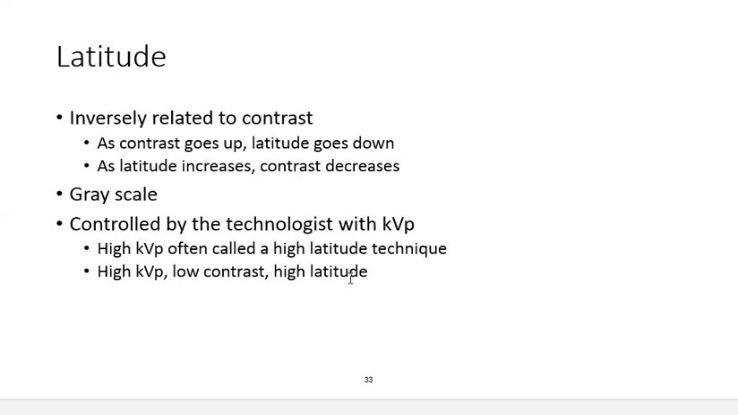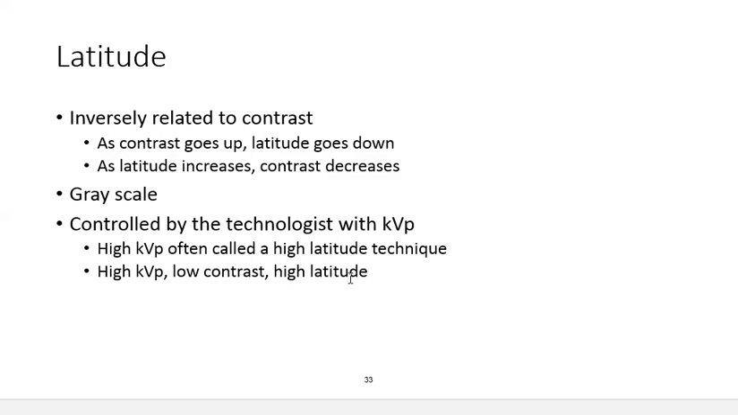So latitude, again, is inversely related to contrast. As latitude goes up, contrast goes down. As latitude increases, contrast decreases. Remember, inversely proportional or inversely related means that as one thing goes up, another thing goes down by even amounts. So latitude and grayscale are really the same thing. Since contrast and grayscale are inversely proportional and opposite from each other, then latitude and grayscale are the same thing.